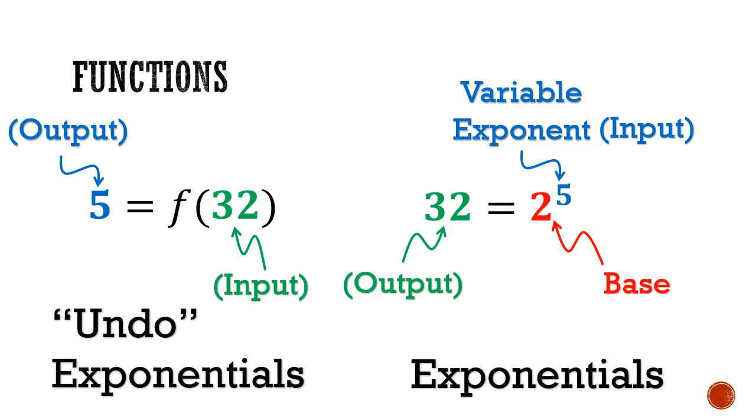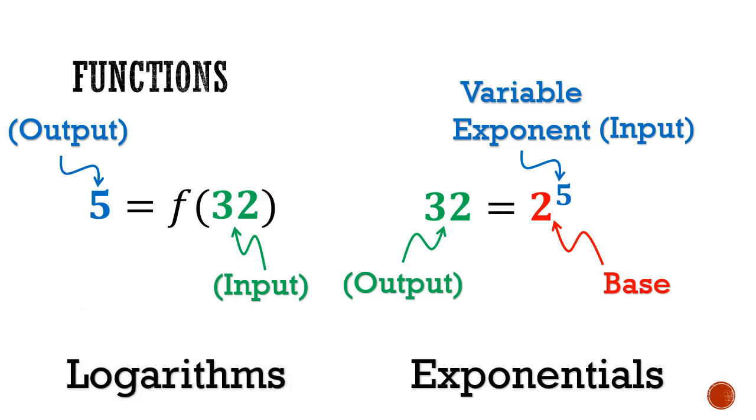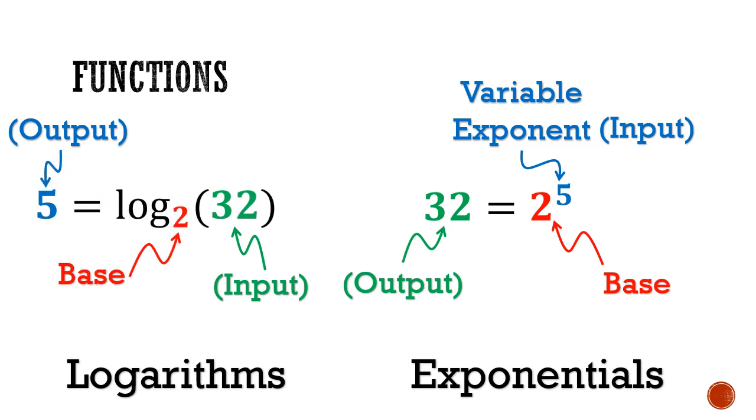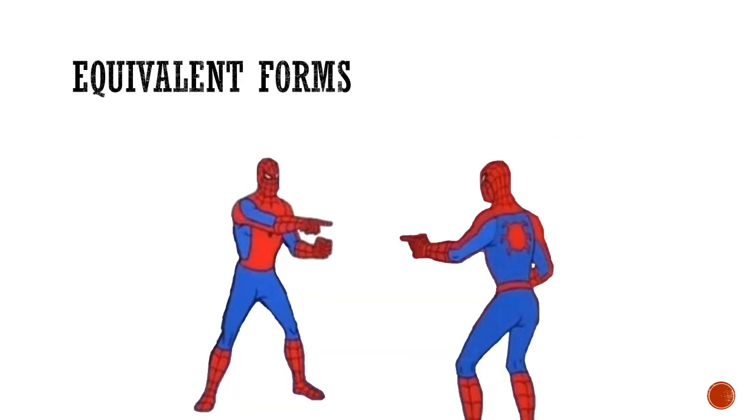Well, the very idea of an inverse function for exponentiation is where we get the idea of logarithms. So if I take log base 2 of an input of 32, my output is going to be 5. So like this Spider-Man meme, you can think of logarithms and exponentials as equivalent forms. Two different ways to write the same thing.